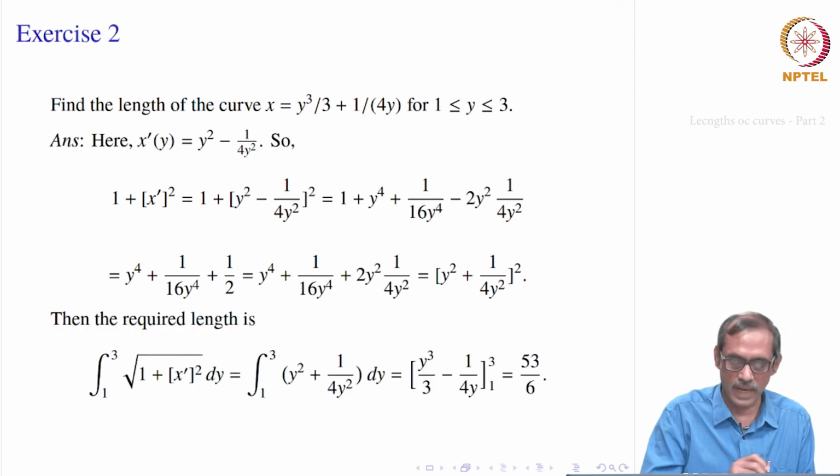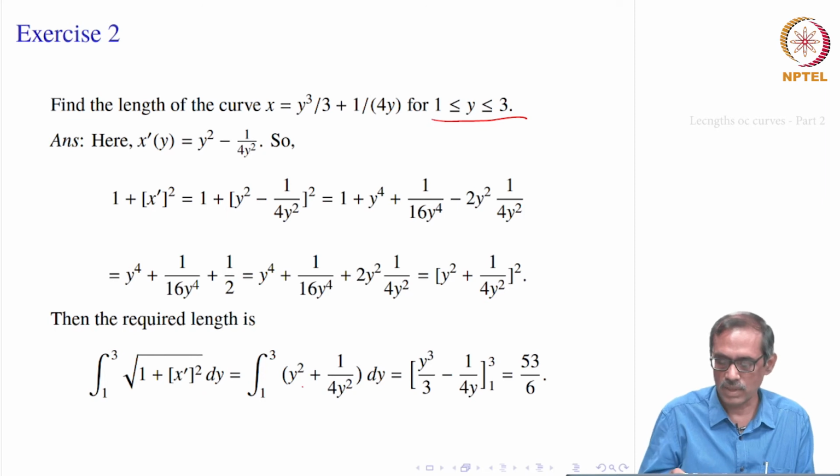Then the length of the curve will be the integral, limit of y is 1 to 3, square root of 1 plus x prime square dy. So, that is y square plus 1 by 4 y square, its integral we have to take. So, that is y cubed by 3 and 1 by 4 y square gives minus 1 by 4 y, that is to be evaluated at 1 and 3 and subtracted. So, verify that it simplifies to 53 divided by 6.